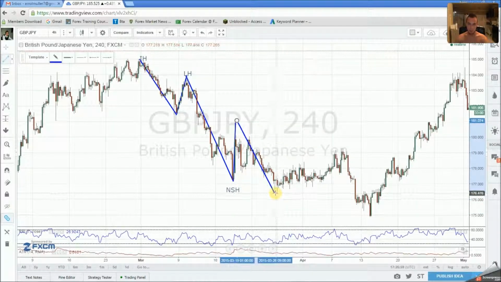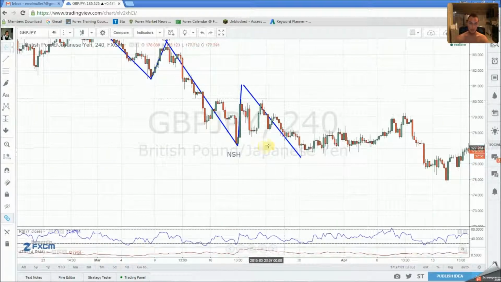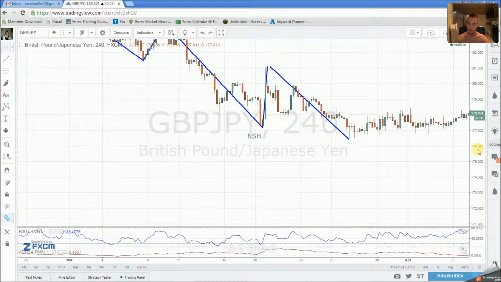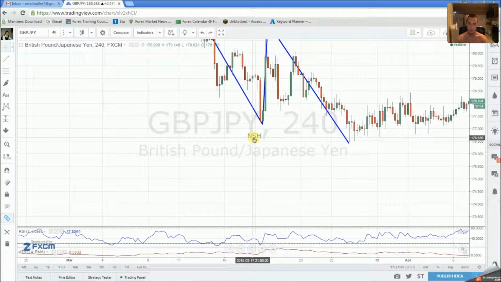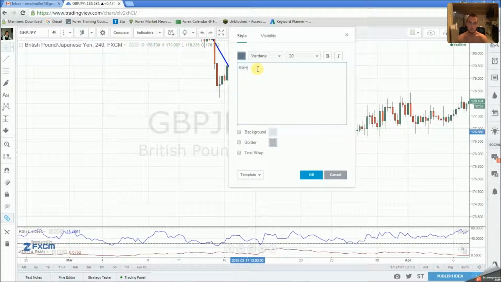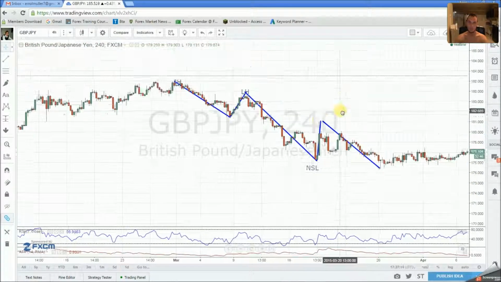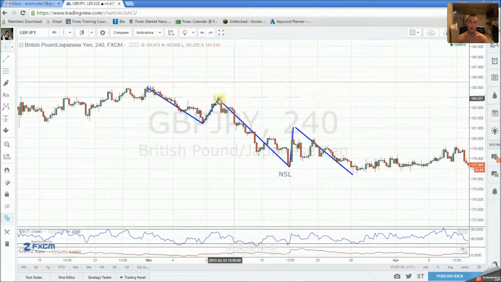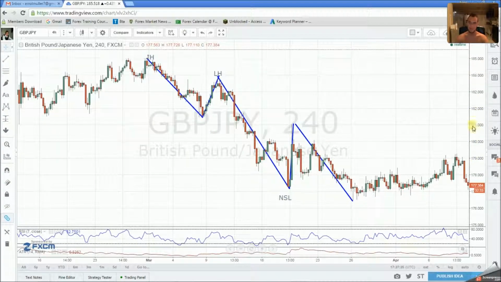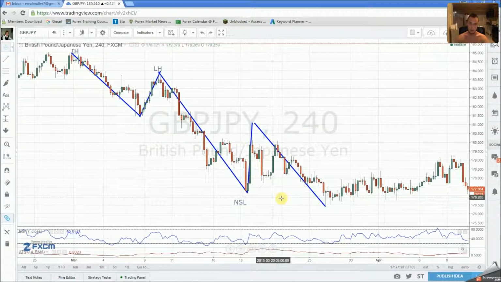Then we managed to put in a new structure low. Oh, sorry about this. I'm putting in NSH. It's NSL. Sorry guys, it's new structure low. So let me go over this again. Initial high, lower high, because this high is lower than this high. Then we put in a new structure low, because this low broke the previous structure low. Okay, that's why we got a new structure low.